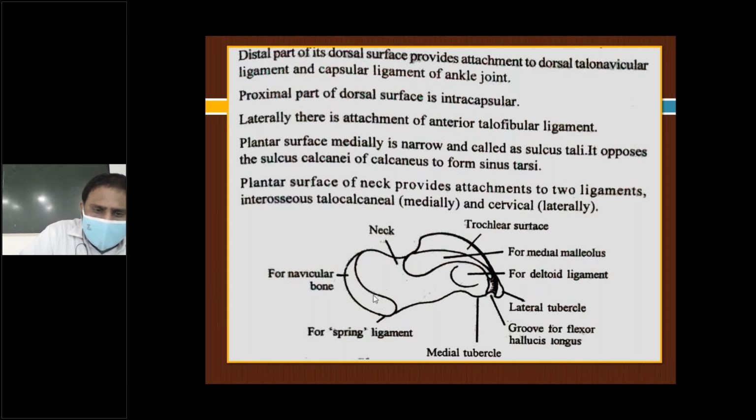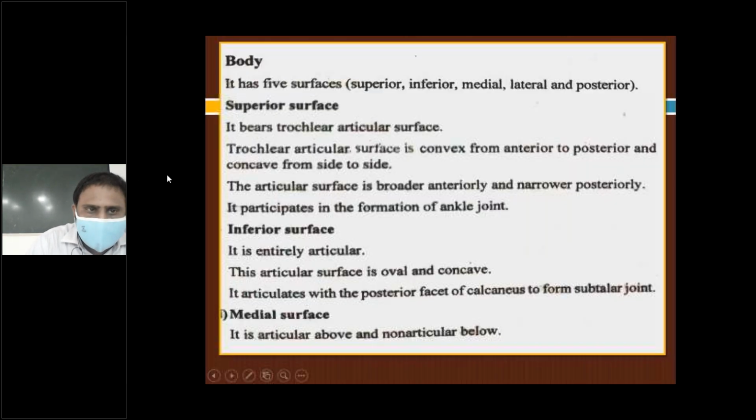From the navicular bone, there is attachment here for the spring ligament and a groove for the flexor hallucis longus. And the body has superior, inferior, medial, lateral and posterior surfaces, one by one.